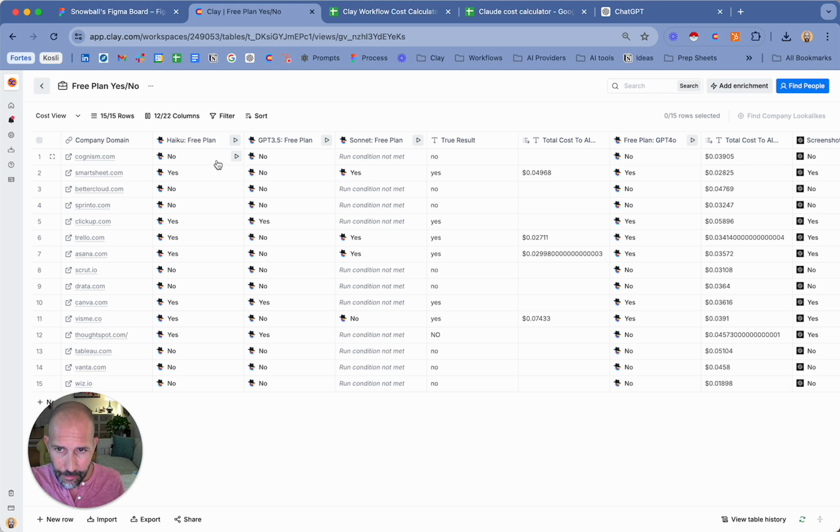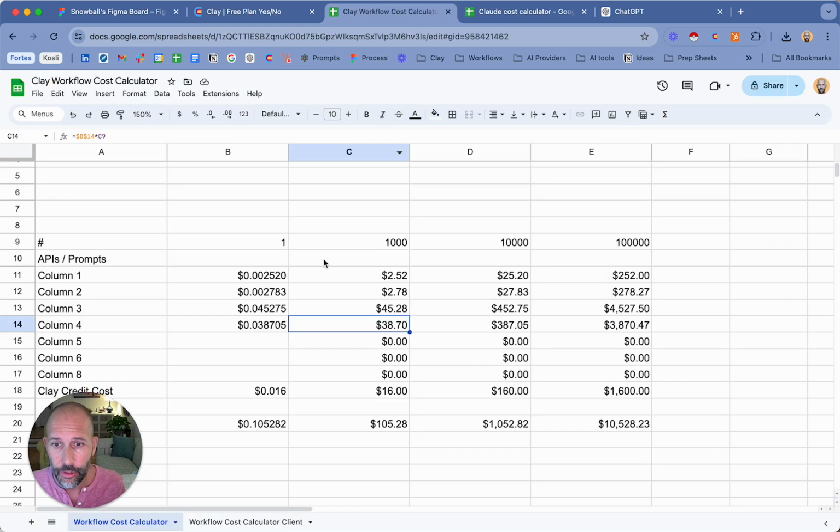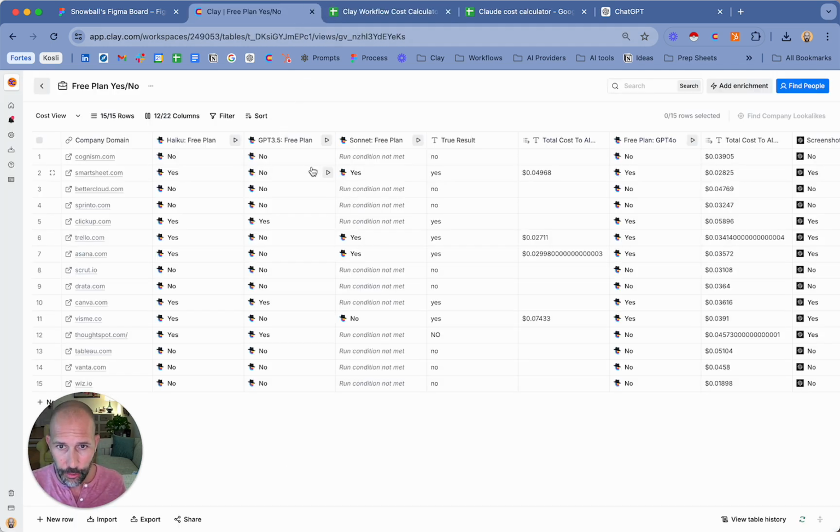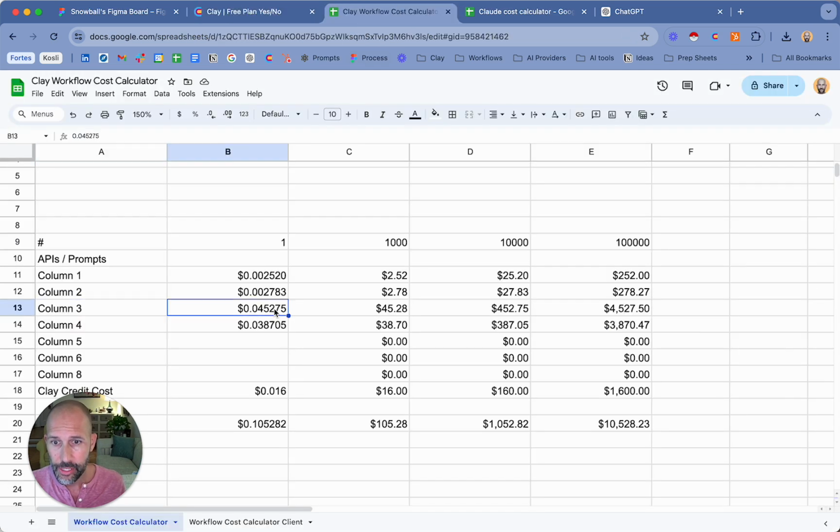I have mapped out those prices the same way I did with the other, and this is how that calculation looks. Column 1 has a price per row of about 0.2 cents. Column 2 has about the same, a similar price. Column 3, which I'm only using if 1 and 2 are not in agreement, is already much more expensive. That is not fractions of a cent, but actually 4 cents 50.